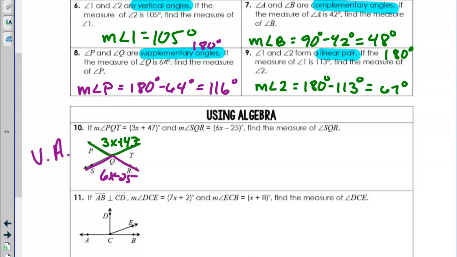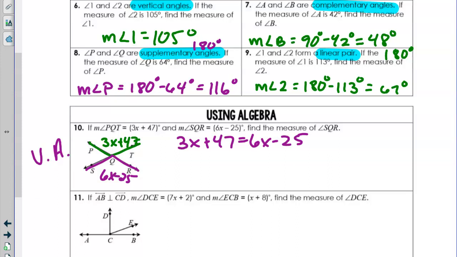So if they're equal in measure, what should I do with those two expressions? Nathan? You do what we did before, just 3x plus 47 equals 6x minus 25. Right, we're going to set them equal to one another. So 3x plus 47 is equal to 6x minus 25. Setting up the equation, that's the heart of what we're doing. Solving then should be something we're proficient at, but some of us are still getting there.